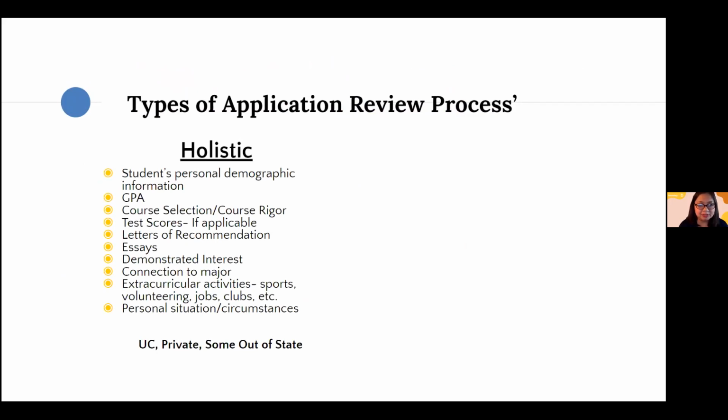They look at a student's personal demographic information, where they're from. They also look at their GPA, both weighted and unweighted, course selection and course rigor. What kind of courses are you taking? And how challenging are those courses? Are you taking AP, if your school offers it? Are you taking IB? Test scores, if applicable. A lot of schools are still going the way, as of now, of test optional. But if it's a school like MIT, the public Florida colleges, or Purdue that are accepting test scores for admissions and are requiring it, they'll also be looking at the test scores.